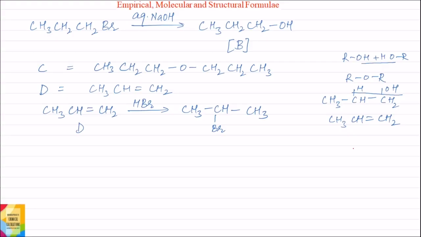And D when treated with concentrated sulfuric acid and the product is diluted with water and distilled, E is obtained. Now when D is treated with concentrated sulfuric acid and the product is diluted with water, there will be addition of H2O across the double bond and the product E will have the structure CH3-CHOH-CH3. This is the structure of E.